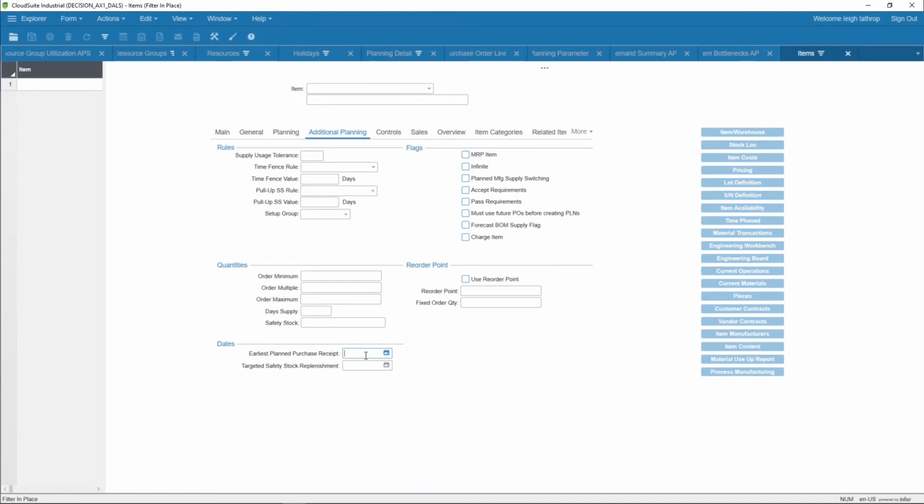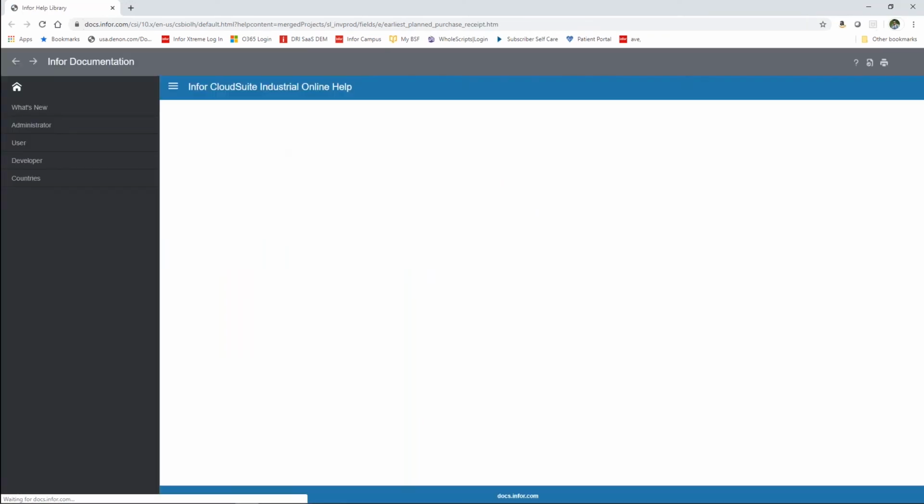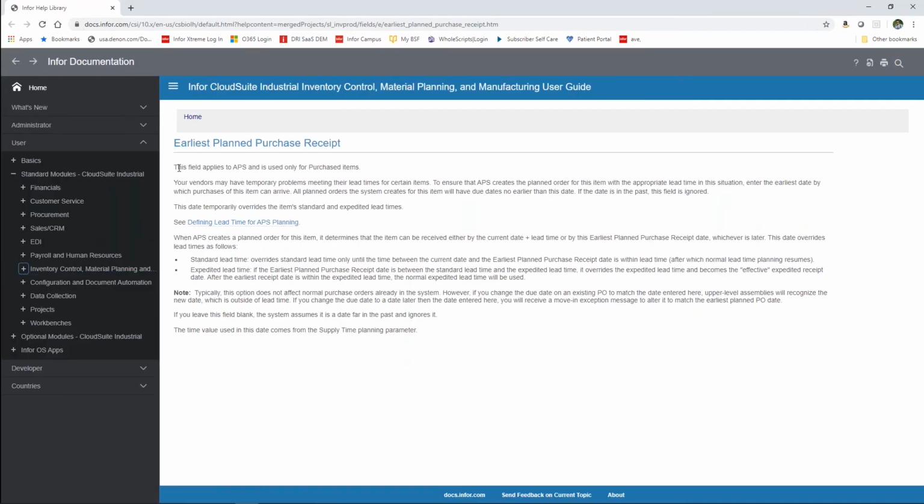You want to know what some of these fields do? Right click in them, go to the help form, and pay attention to the help and the things that we need to look at. The help is very good. This field applies to APS and is used only for purchased items. So guess what? Earliest planned purchase receipt does not apply to MRP. It does not apply to manufactured or transferred items. So the help is pretty good in identifying what the field does and where its application can be useful.